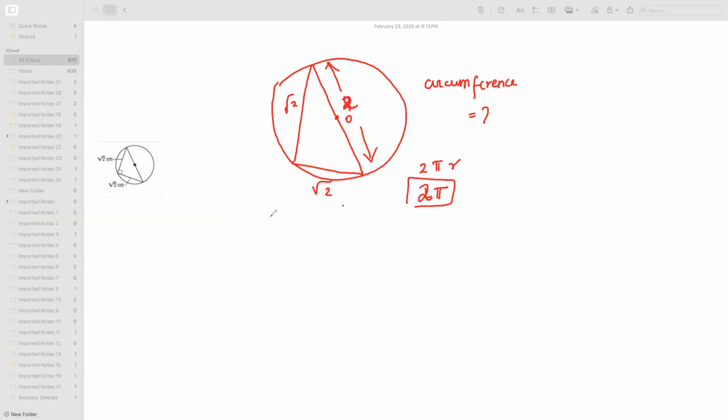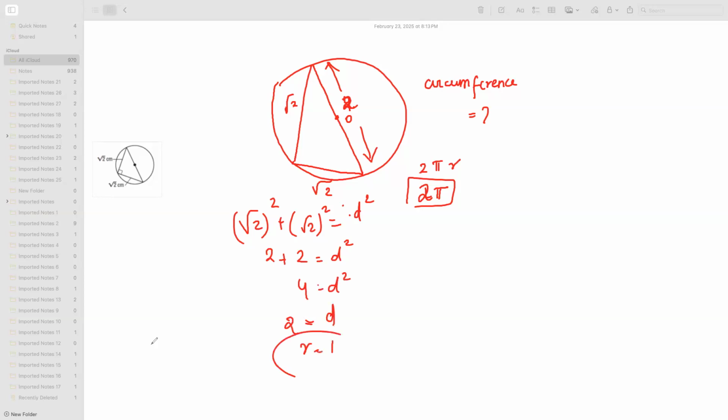So this is by Pythagorean theorem. Square root of 2 the whole square plus square root of 2 the whole square will be equal to the diameter square. Square root of 2 the whole square is 2, plus 2 will be equal to diameter square. 4 equals diameter square. Diameter is equal to 2, which means radius equals 1. You got it?